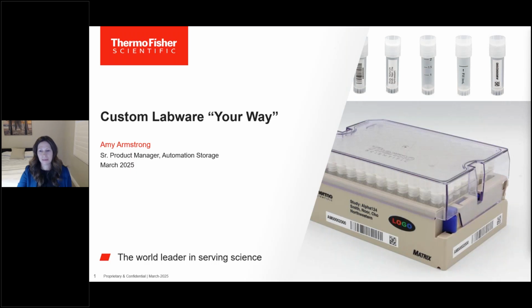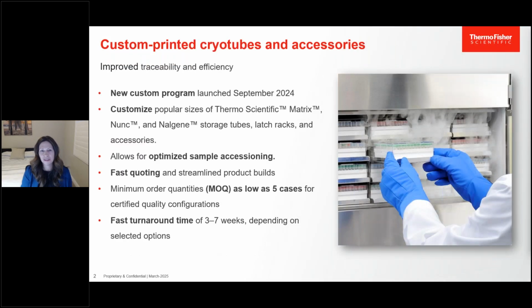Appreciate that. All right, so let's move into my slides. So I'm very excited to share that we have launched a new custom printing program where we can customize Matrix, Nunc, and Nalgene tubes, latch racks, and accessories. Why is this important? Because custom printing allows for optimized sample accessioning and improved tracking and identification. In addition, the new program allows for fast quoting, very low minimum order quantities, and fast turnaround times. We have dedicated stock ready for customization.